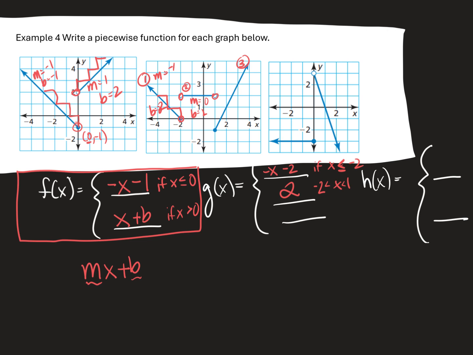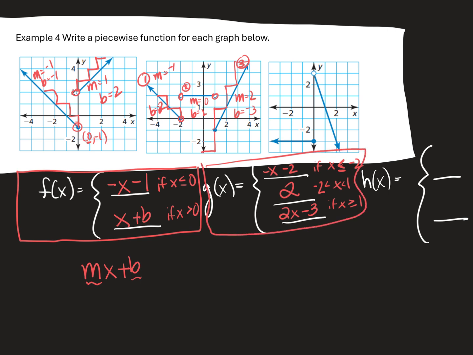And now for the next one, my slope is up 2 over 1, up 2 over 1. So my slope is 2 over 1, or 2, and my y-intercept would be down 2 over 1, -3. So mx plus b. And that would be if x is greater than or equal to 1. So that's the answer for the second piecewise function.